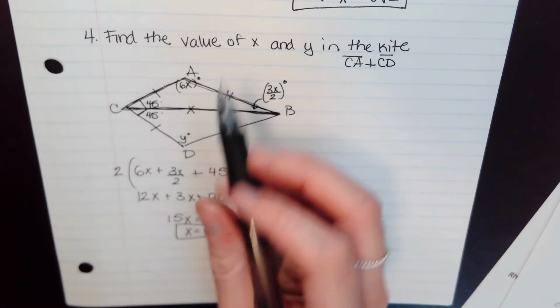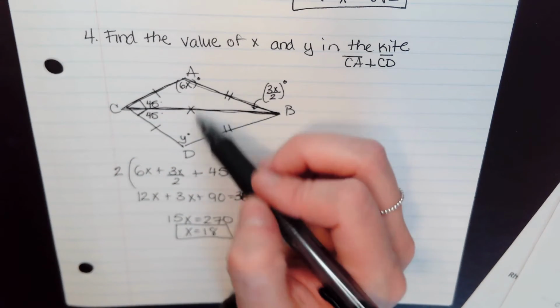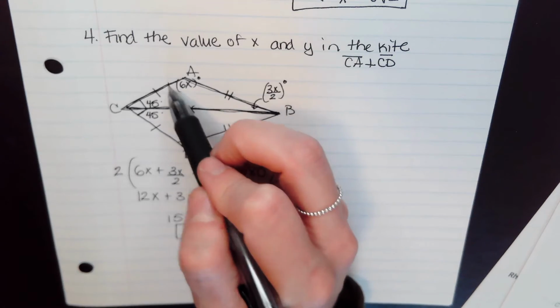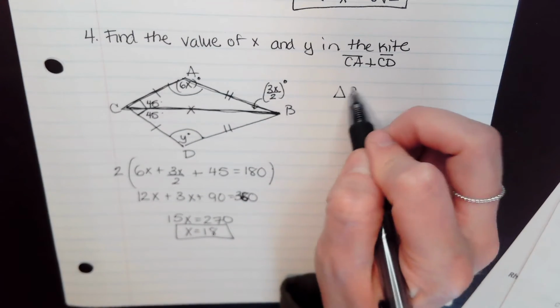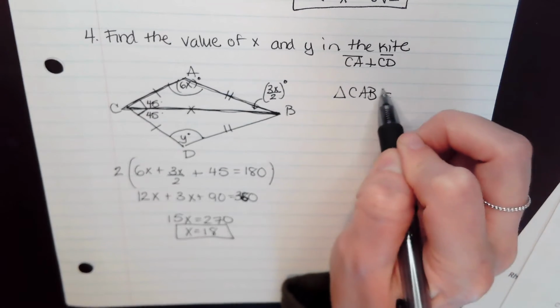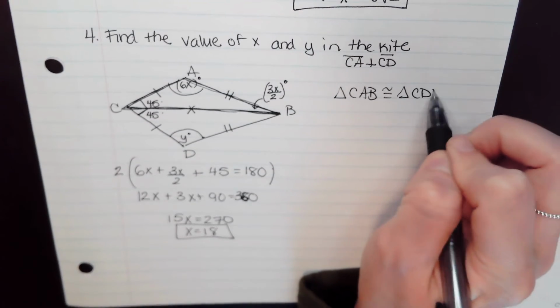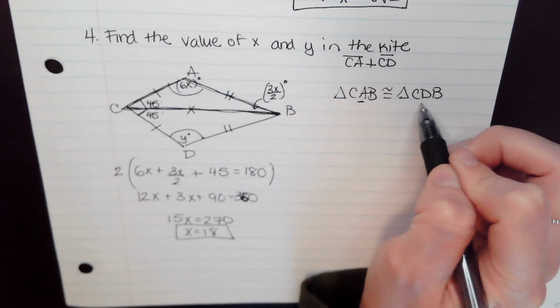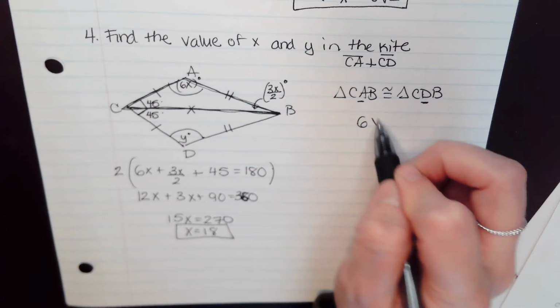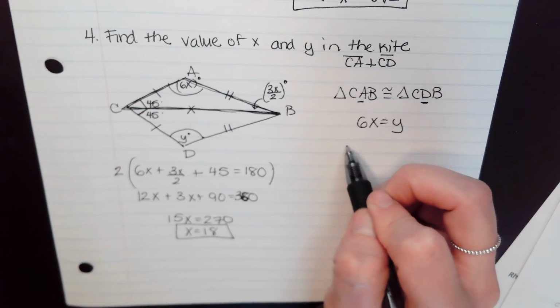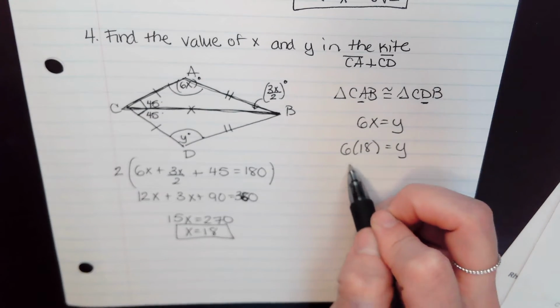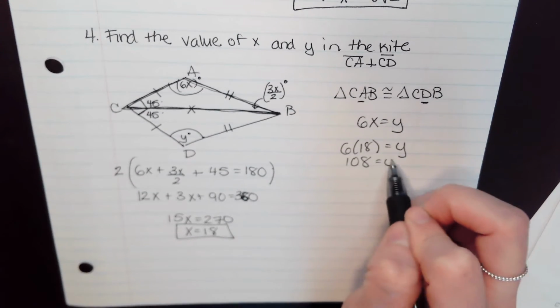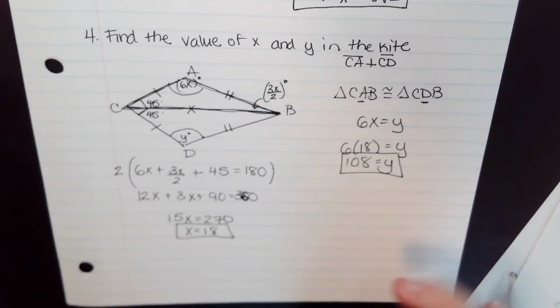Now I want to find y. Well, again, we know these 2 triangles are congruent, so these corresponding angles must be congruent, because I know that triangle CAB is congruent to triangle CDB, so angle A must be congruent to angle D. So I'm going to take my 18, multiply that by 6, which gives me 108 for y.